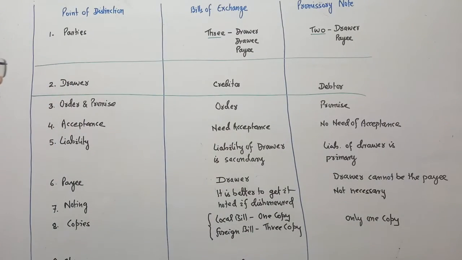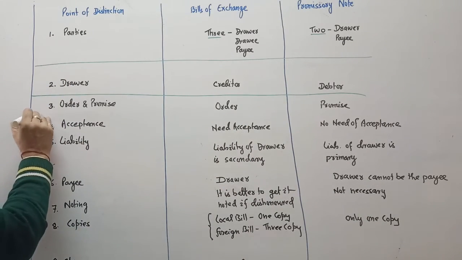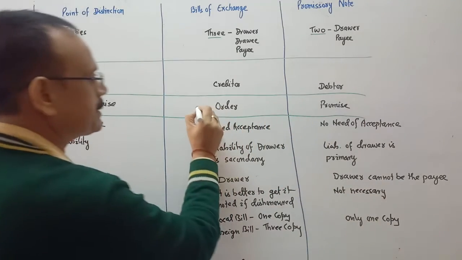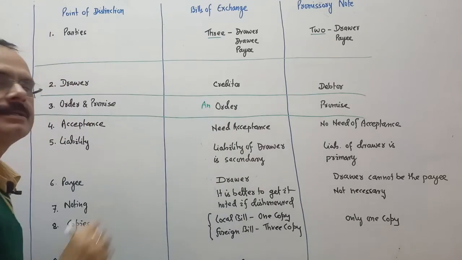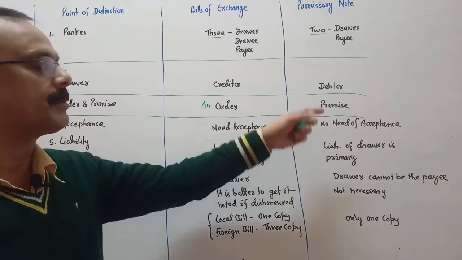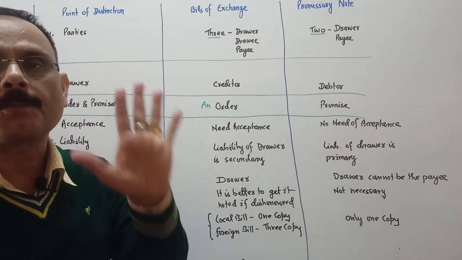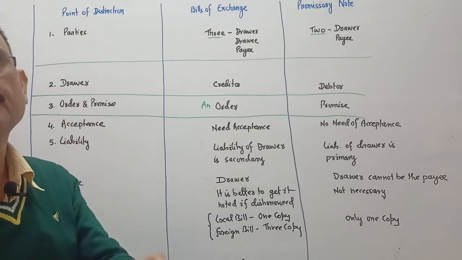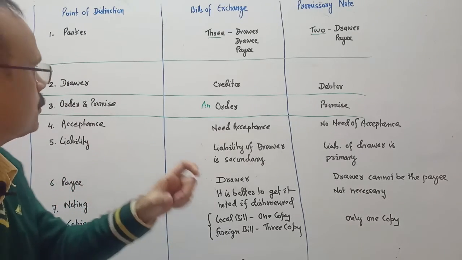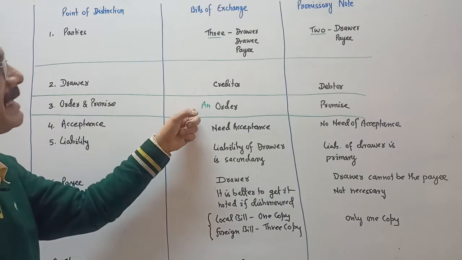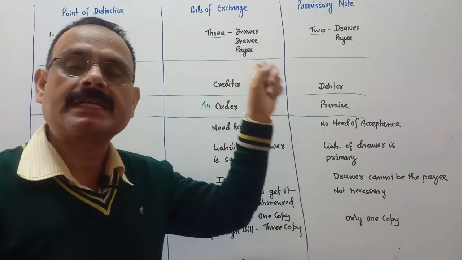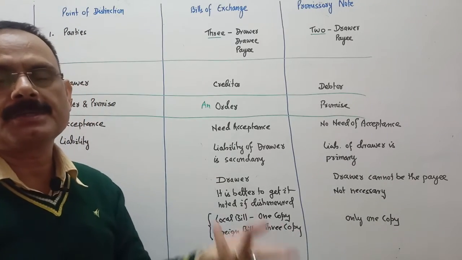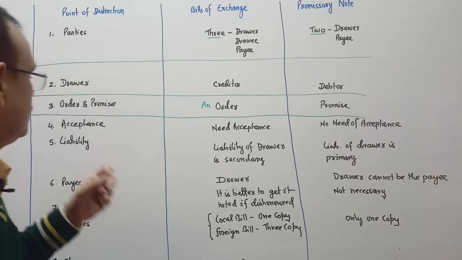Next is order and promise. Bills of exchange is an order. It's an order to pay a certain sum of money, whereas the promissory note is to make a promise. So the statement will vary in the body of the bills of exchange and promissory notes. Bills of exchange is an order, whereas the promissory note is a promise to pay. It's an undertaking.